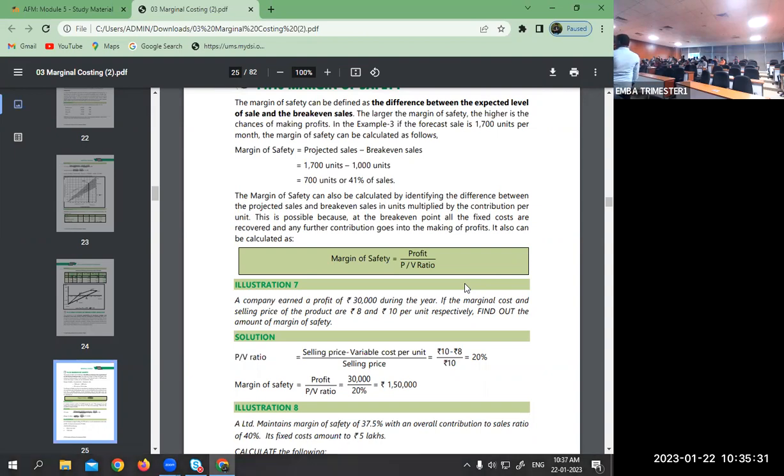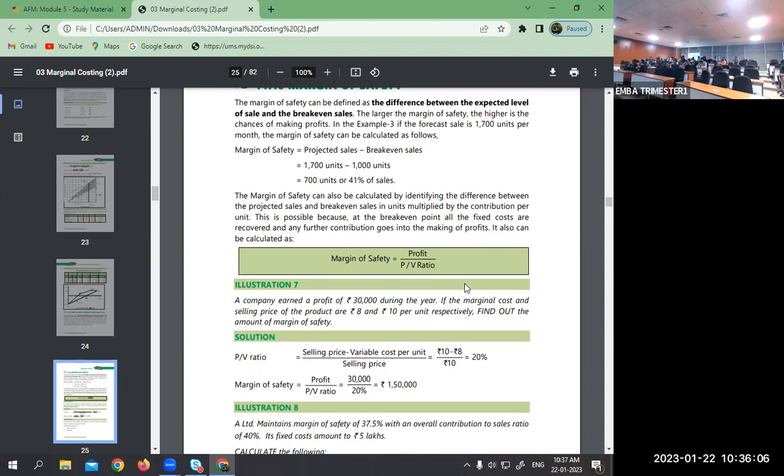Okay. Look at the question. A company is earning a profit of 30,000 during the year. The marginal cost and the selling price of the product are 8 rupees and 10 rupees. What is 8 rupees in this example? 8 rupees is the variable cost. Marginal cost is the variable cost. 10 rupees is the selling price. Find out the amount of margin of safety. How do we find out the amount of margin of safety? We need profit and we also need PV ratio. Profit is how much here?